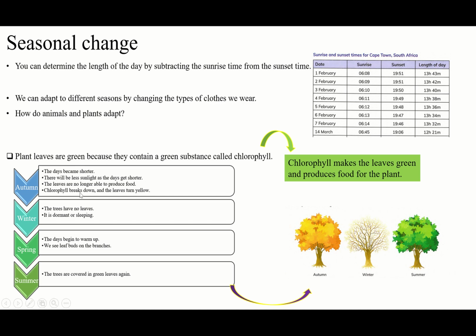So these are the important things. One, in autumn chlorophyll breaks down and the colors turn to yellow and the leaves fall off. In winter there is no leaf, or in winter the plants have no leaf. The trees have no leaves. In spring, we see the leaf buds on the branch. You see some green points. In summer, the trees are covered with green leaves.